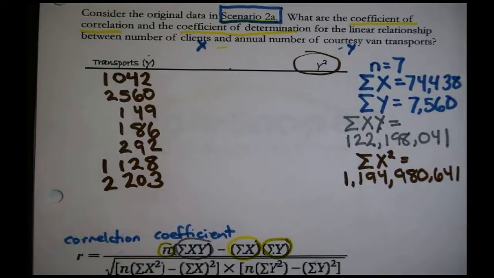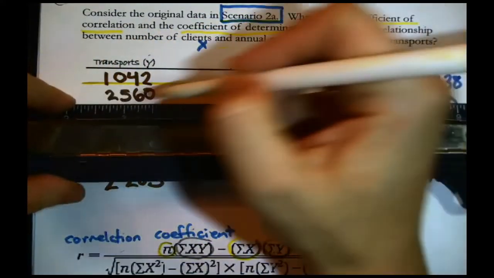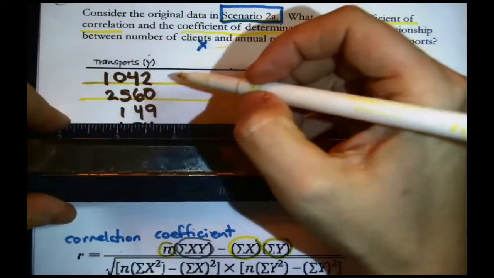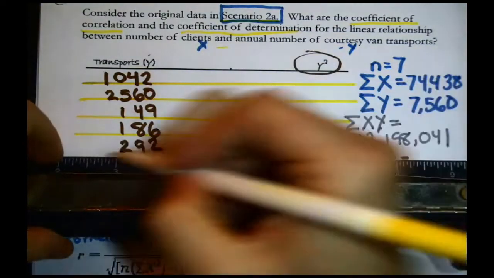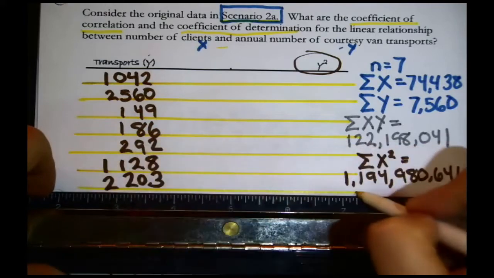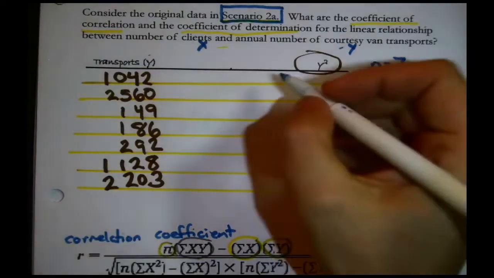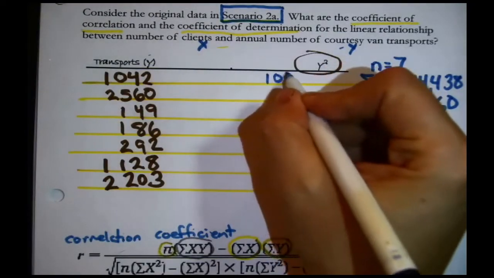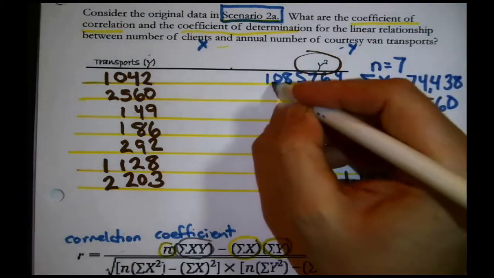Now, let's see if I can do this neatly, because it is quite a bit of arithmetic if you do it manually. I'm going to draw myself some lines. Here we go. Let's see, 1042. If you square it, I get 1085764 on my calculator. Okay, a million some odd.